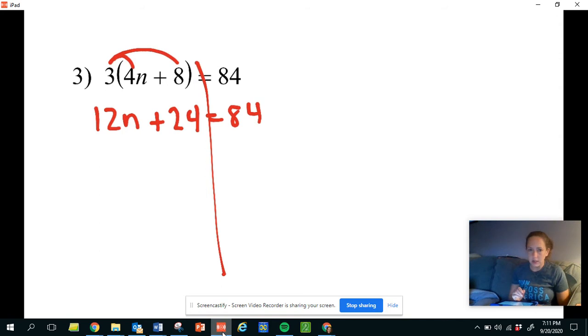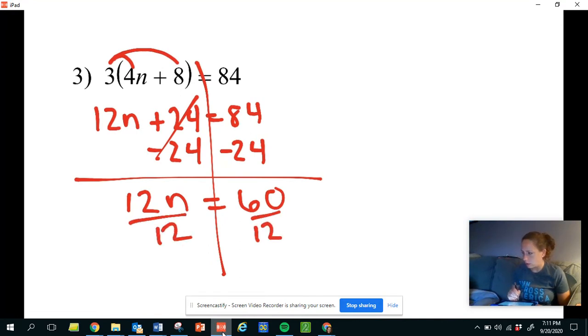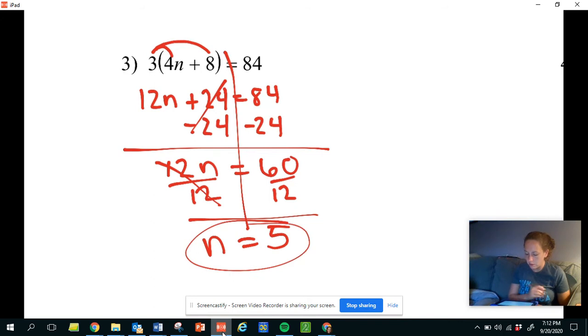I don't have to combine any like terms, so I can go ahead and start solving. I'm going to subtract 24 on both sides, and I'll get 12n equals 60. And then to get rid of the 12, I divide to make those cancel out, and I end up with n equals 5.